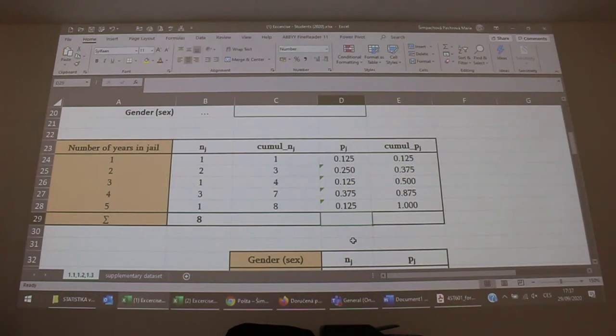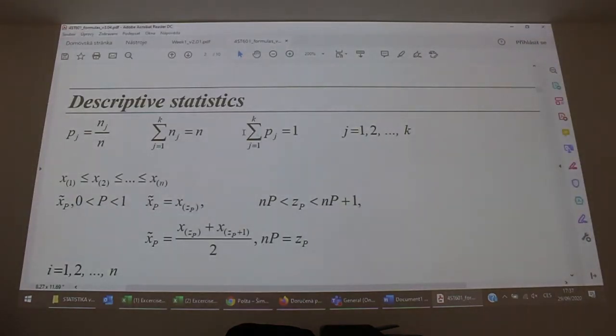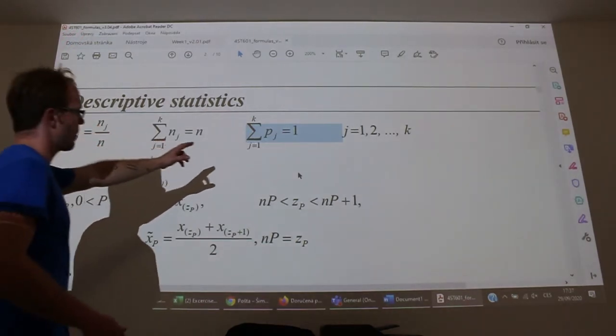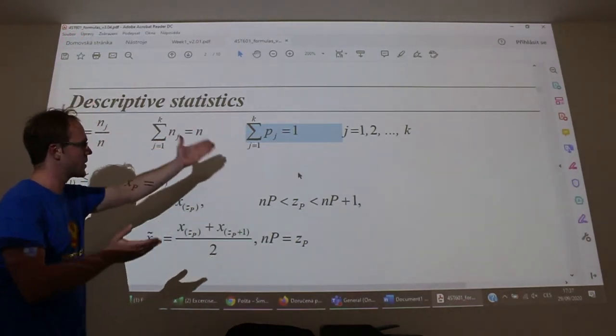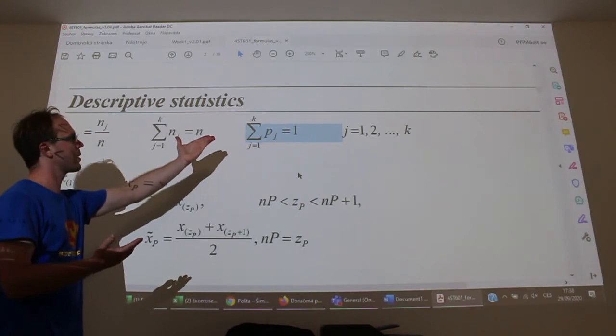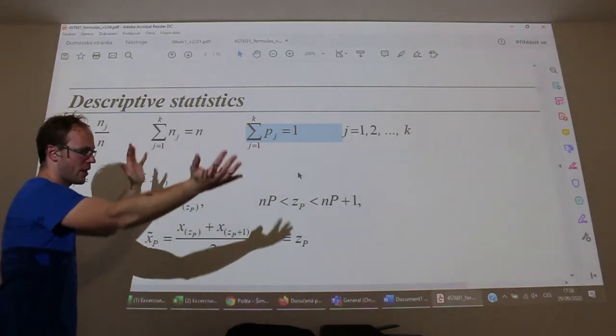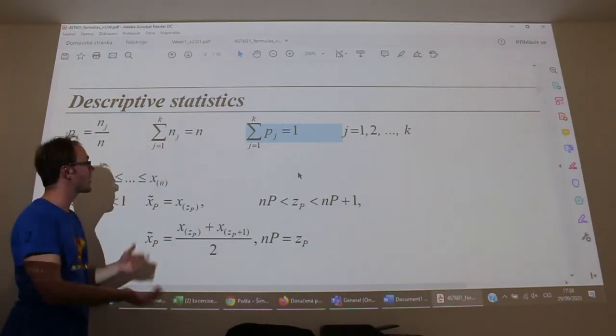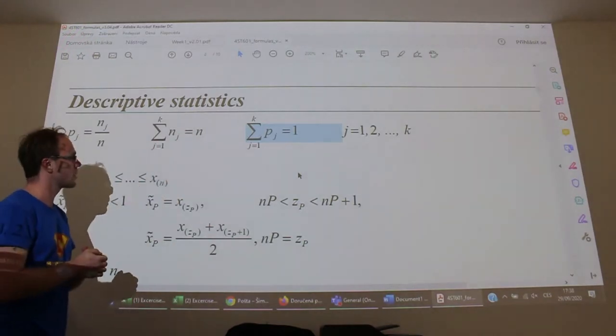I forgot one important thing. Calculate the summation, the sum of all these values. Why? If you check your formulas, you can find here that the sum of all relative frequencies Pj is equal to 1. If you multiply value 1 by 100, you have 100%. 100% is all our sample size. 100% is 8 prisoners in the jail.